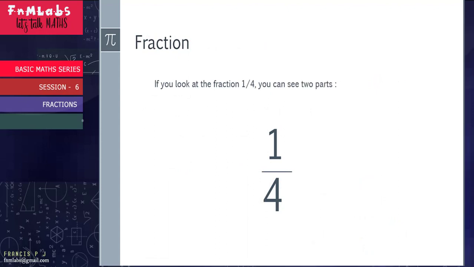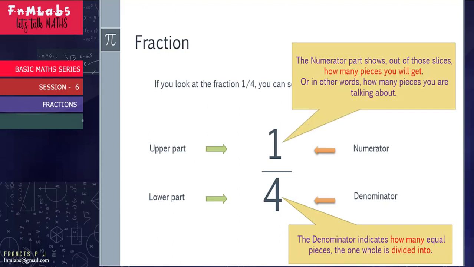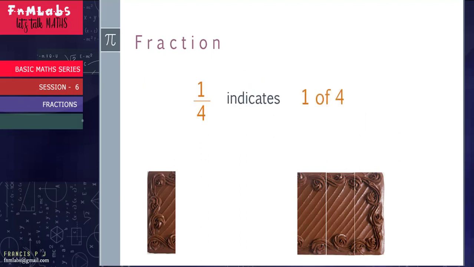If you look at the fraction 1/4, you can see 2 parts, the upper part and the lower part. The upper part is termed the numerator and the lower part is termed the denominator. The denominator indicates how many equal pieces the one whole is divided into. And the numerator shows out of those slices how many pieces you will get, or in other words, how many pieces you are talking about. So a fraction 1/4 of the cake means you will get 1 piece of the 4 pieces formed by cutting. 1/4 indicates 1 of 4.